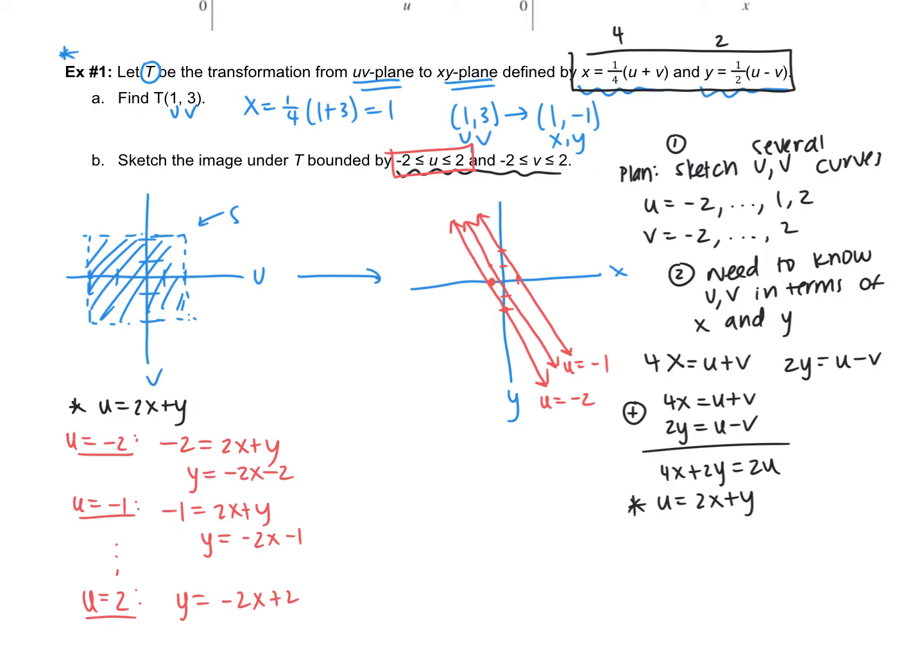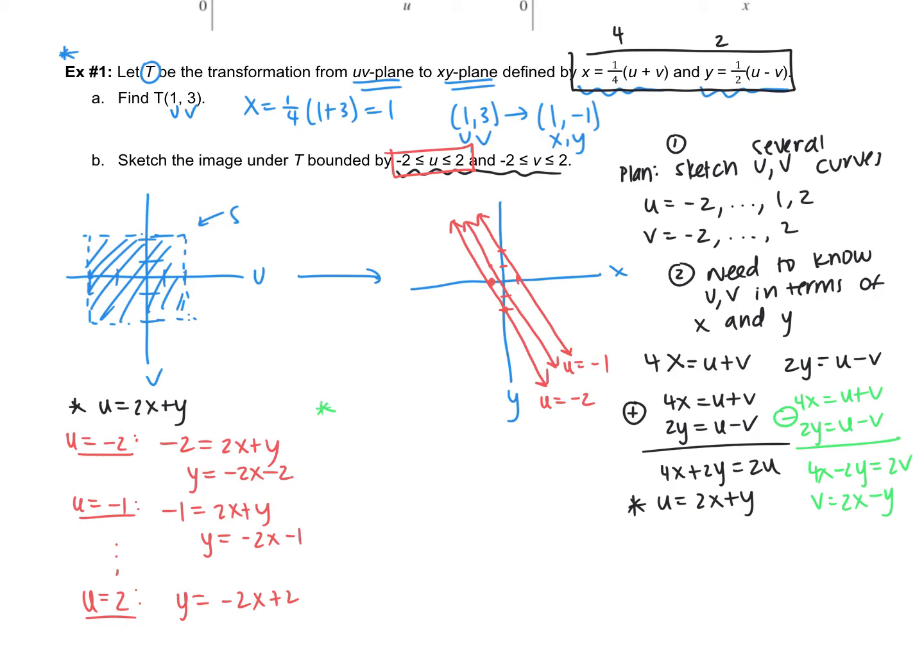Which is that line right there. Okay, so now we're going to have to do the same thing for v. So what I'm going to do is take my two equations, and this time I'm going to subtract them. So I get 4x subtract 2y is equal to 2v. So our v then is 2x subtract y.